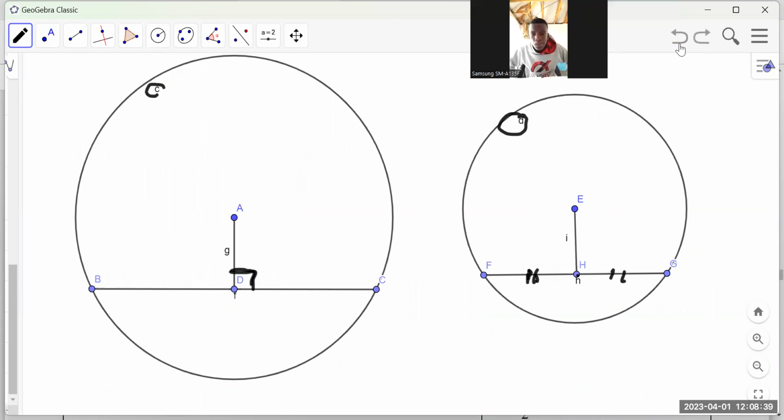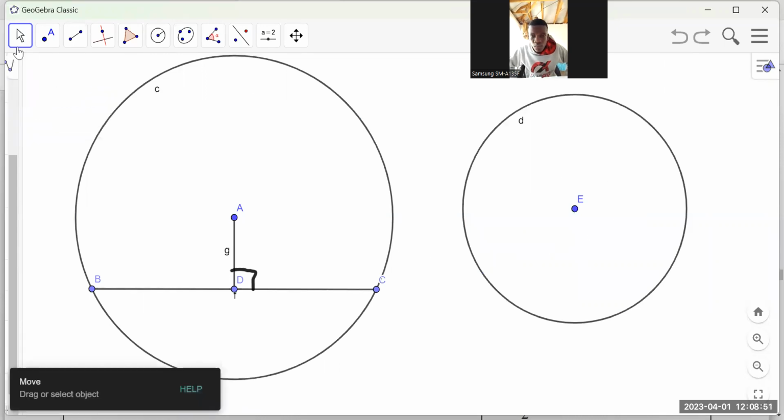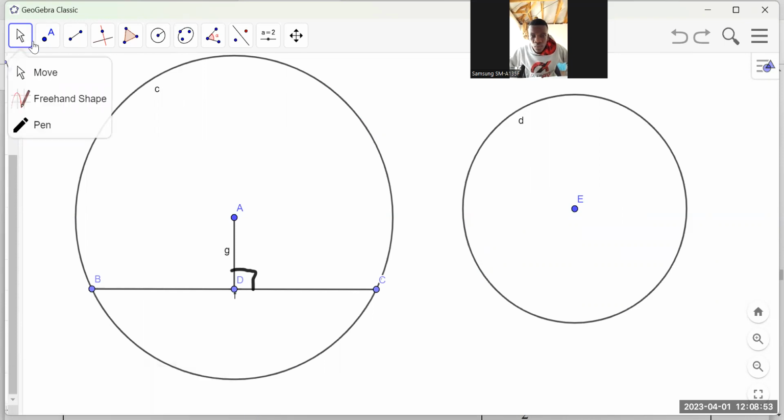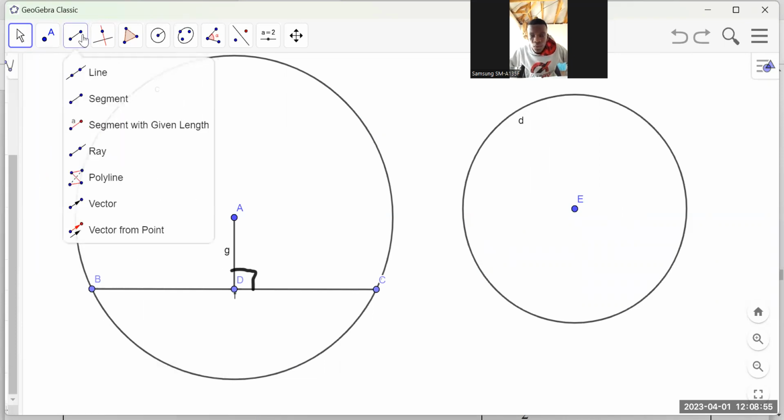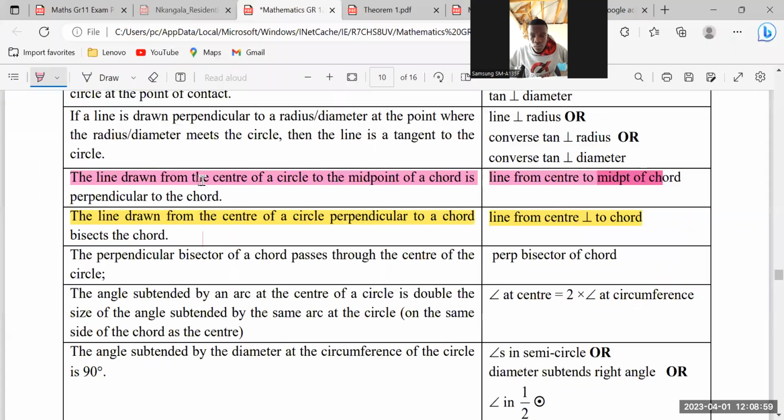So if I have a line from the center to a midpoint of a chord, I need to have a chord. This is just a rough sketch. I'm not going to be drawing it to scale. So I have a chord because they say I need to have a line from the center to a chord. So you need a chord.